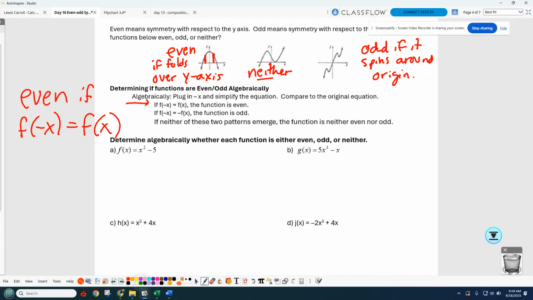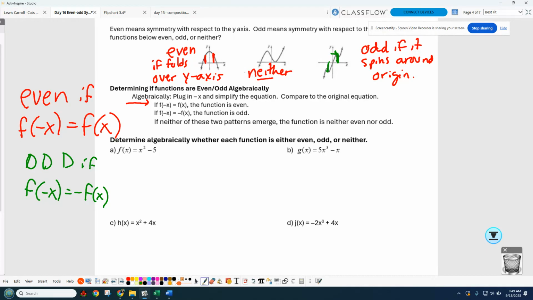And it's odd if this is true. Like if f of 2 was 3, f of negative 2 is going to be negative 3.